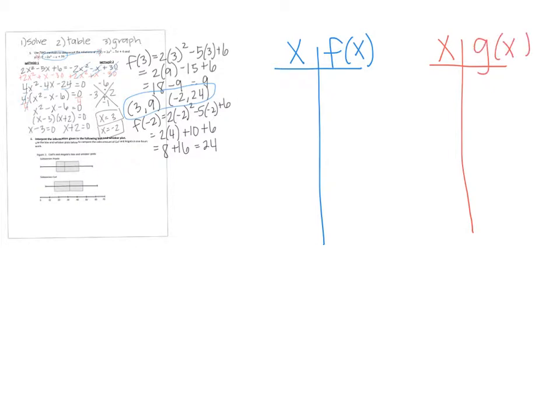Since I know my answer, the x values are negative 2 and 3, I probably could start at negative 2 and then go down to negative 1, 0, 1, 2, 3 to include all the answers. Negative 2, negative 1, 0, 1, 2, 3.